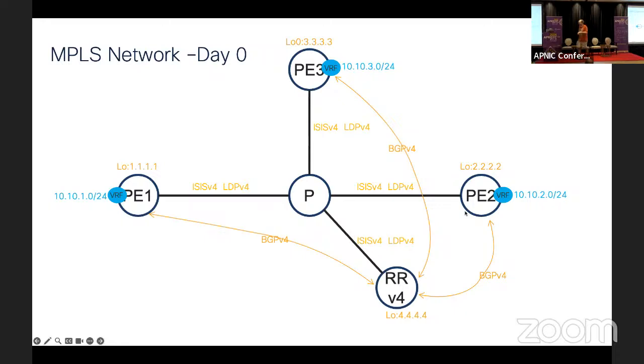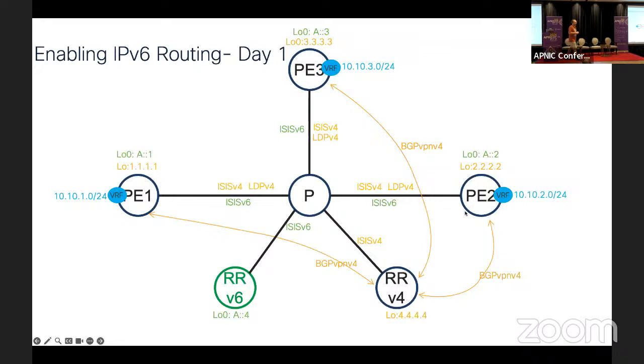Preparation means I will enable IPv6 routing. So I will enable IGPv6, in our case, ISIS. I will put some loopbacks, still going to be probably loopback 0. I will just add an IPv6 address to verify the connectivity. That's simple, right? This way I didn't touch any service. Nothing is touched. Everything is still running over IPv4 and MPLS.